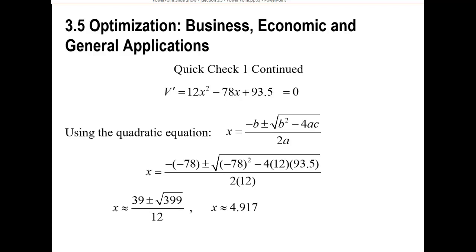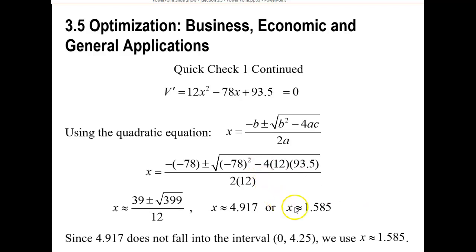which roughly is 4.917. The other answer, the 39 minus this, and then they did 39 plus. The other one was probably outside of the range. Oh, here they're showing the other one. So you get 4.917 and 1.585. So we'll pick the one that falls in your space. So remember our max value was 4.25. This one then is too big. So this is the only one.